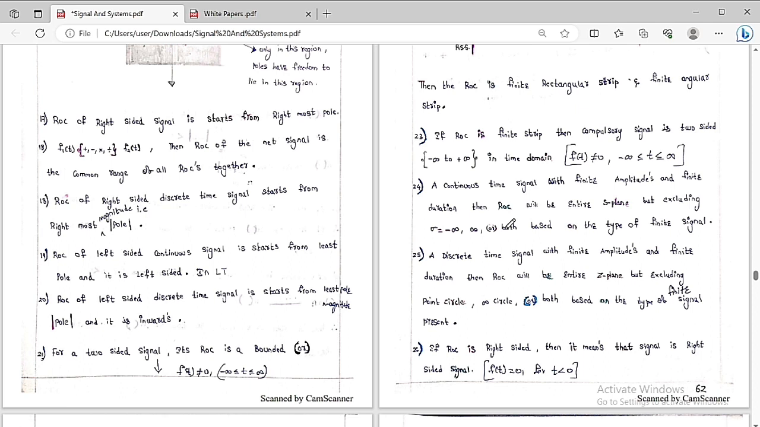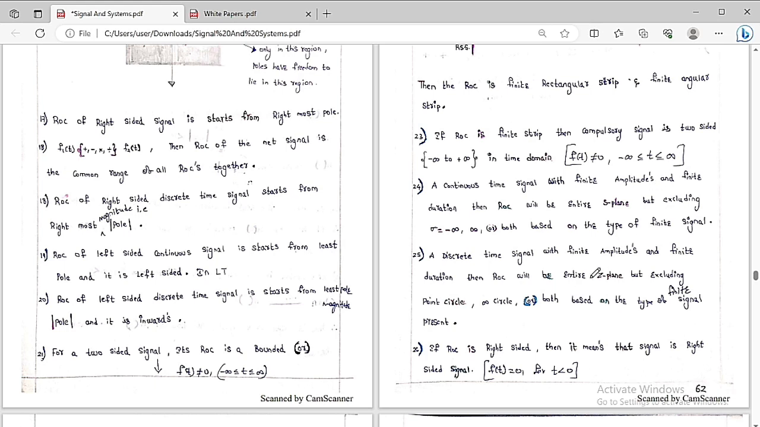Basically I've already told you the meaning of a two-sided signal. A two-sided signal is present for all time from minus infinity to plus infinity. That is the definition. A right-sided signal means f of t is equal to 0 for t less than 0, and a left-sided signal means f of t is equal to 0 for t greater than 0. A two-sided signal means f of t is not equal to 0 for all values of t, meaning the signal is present from minus infinity to plus infinity.